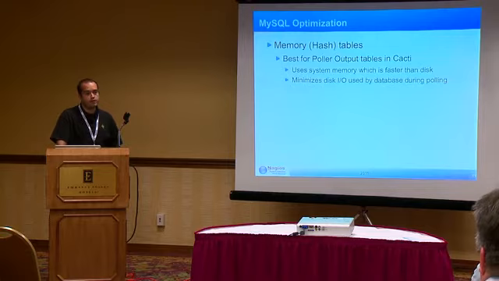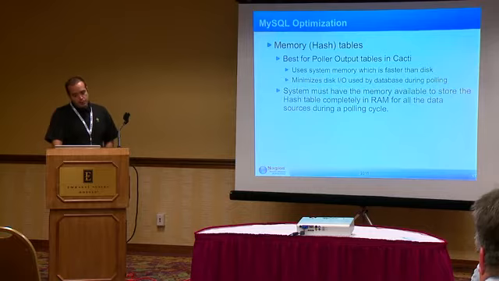And also, if the system crashes, you really don't care about that data in that particular table. The next polling cycle is going to pull it in. It's just a temporary storage location for the polled data before it's written to the RRDs. An important thing: your system must have the available memory to store the hash table completely in RAM for all the data sources during a polling cycle.